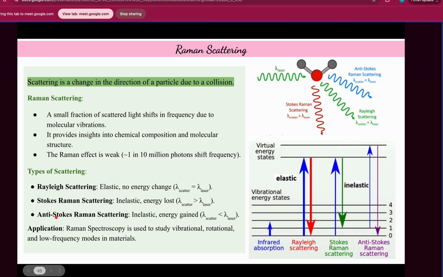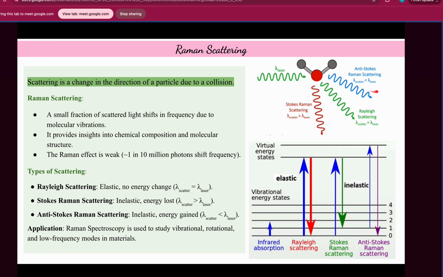Then there is another type of scattering, known as anti-Stokes Raman scattering, where the scattering is inelastic, meaning there is a change in the wavelength. Energy is gained, so in this case the wavelength of the scattered light is less than the wavelength of the laser, which means it has high energy. The application of Raman spectroscopy is to study vibrational, rotational, and low frequency modes in materials.